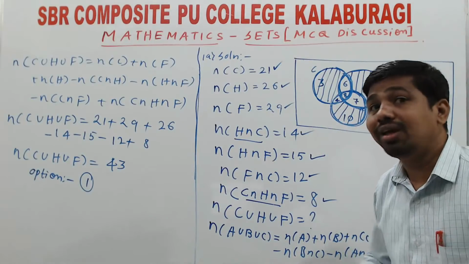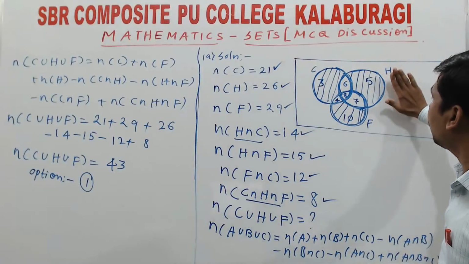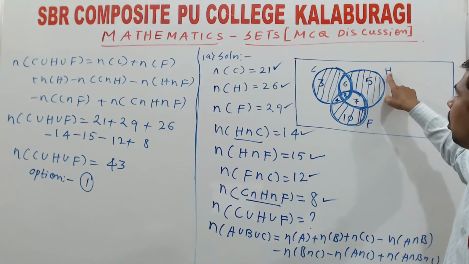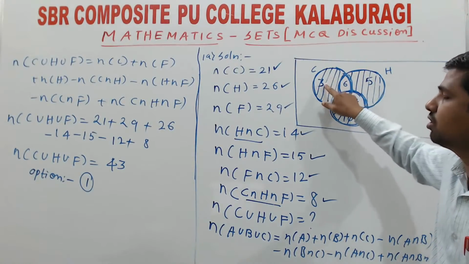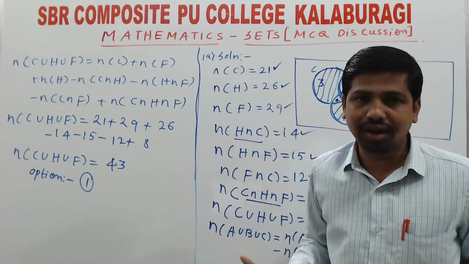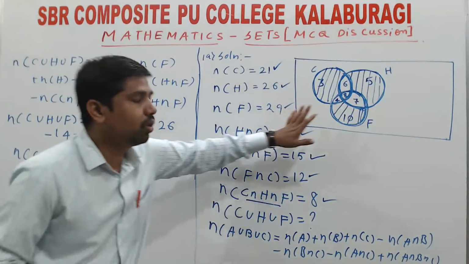And how many are playing exactly 1 sport? Exactly 1 sport means only cricket, only hockey, only football. How many are playing only cricket? 3. Only hockey? 5. Only football? 10. 10 plus 3 is 13, 13 plus 5 is equal to 18. 18 people are playing exactly only 1 game. So whatever the question is asking, we can solve very easily with the help of Venn diagram.